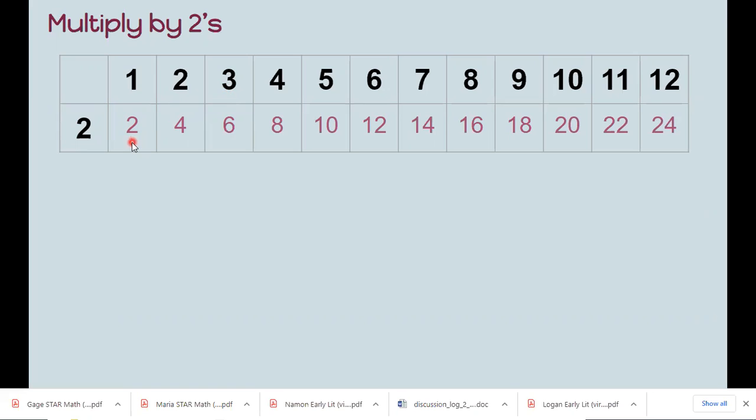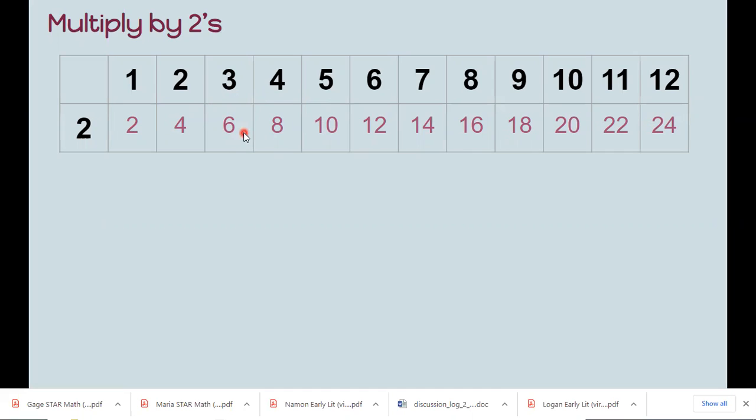The colored numbers, which are purple on this one, are your products or your answers. 2 times 1 is 2. 2 times 2 is 4. 2 times 3 is 6. 2 times 4 is 8. 2 times 5 is 10, and so on as we go down the multiplication chart.